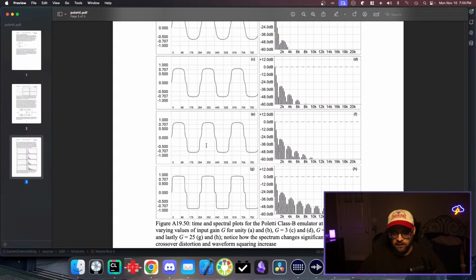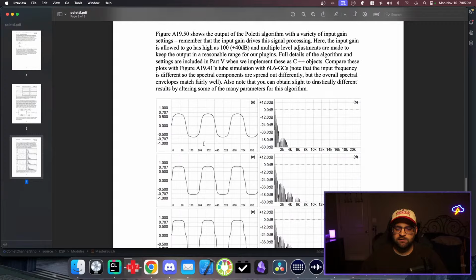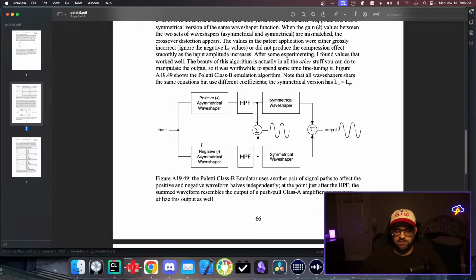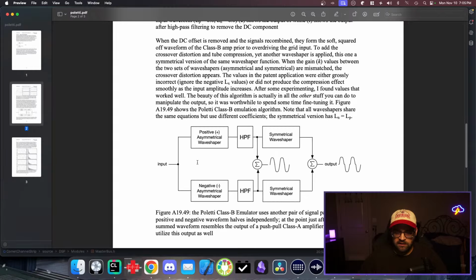Definitely different from the algorithm we have now that uses that circle map. And this isn't too difficult. All you really have to do is follow the signal chain. One thing that isn't super obvious is that this pathway right here is the positive side of the signal, and then this pathway is the negative side. So that's the only thing. And it uses 4 wave shapers. 2 of them are asymmetrical, and 2 are symmetrical. And then you've got some DC offset filters here.